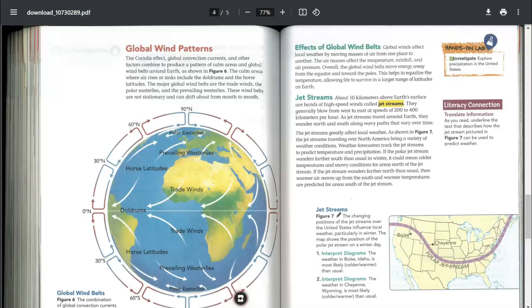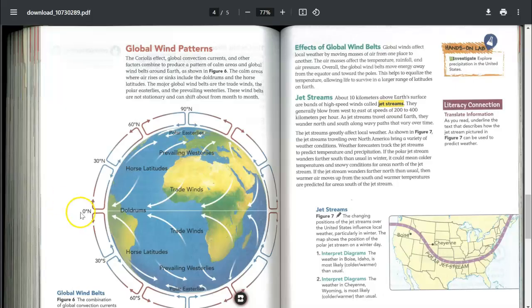Jet streams. About 10 kilometers above Earth's surface are bands of high winds called jet streams. They generally blow from west to east at speeds of 200 to 400 kilometers per hour. As jet streams travel around the Earth, they wander north and south along wavy paths that vary over time. The jet streams greatly affect local weather.